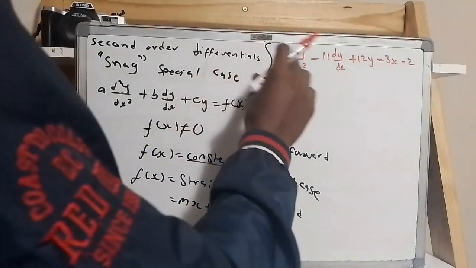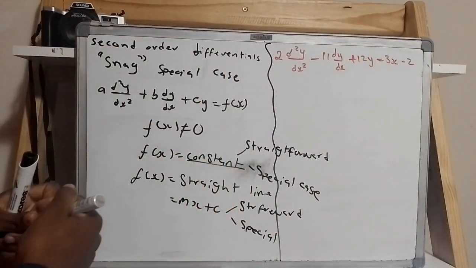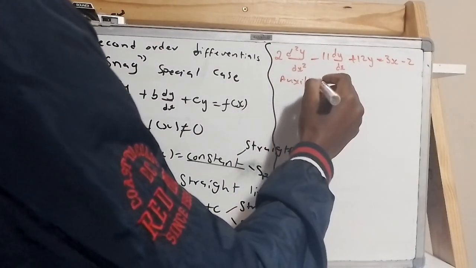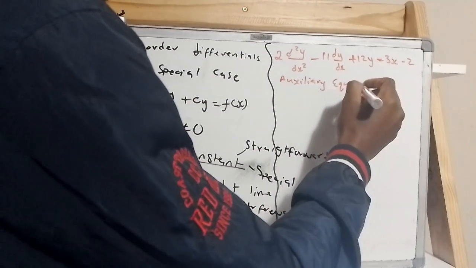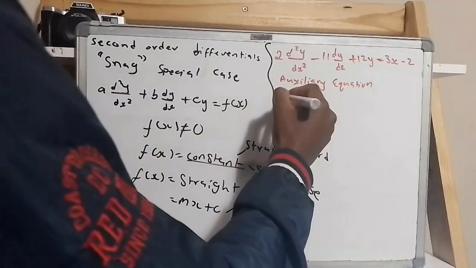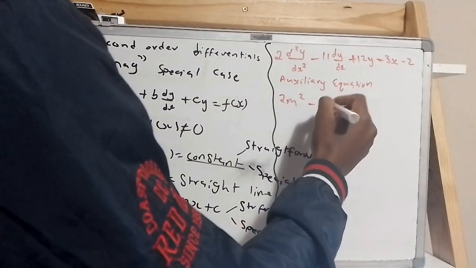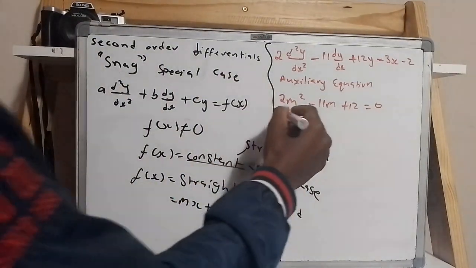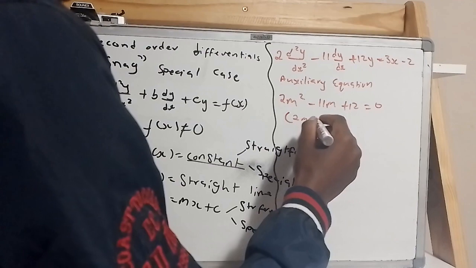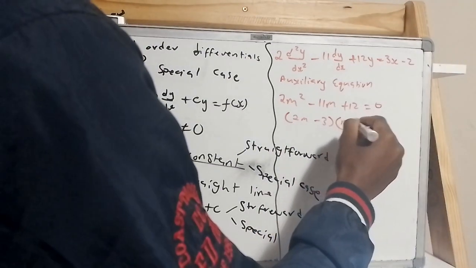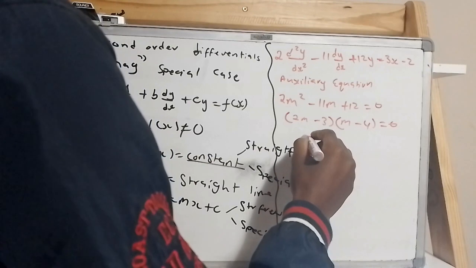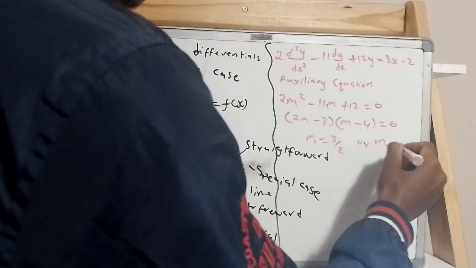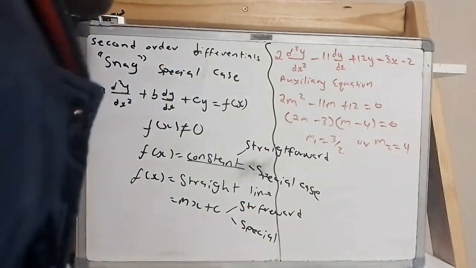Now, like any other second order differential, we start with the auxiliary equation, right? My auxiliary equation will be 2m squared minus 11m plus 12, equal to 0. Then I can factorize this and say this will give me (2m minus 3)(m minus 4) equal to 0. Then m1 is equal to 3 over 2, or m2 is equal to 4, right?